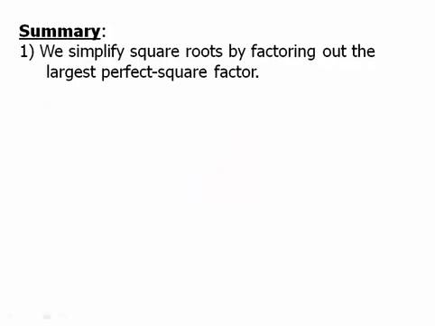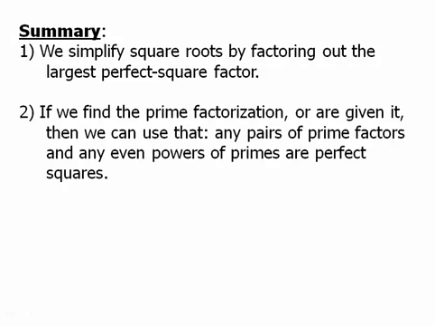In summary, we simplify square roots by factoring out the largest perfect square factor. If we find the prime factorization or are given it, then we can use that. Any pairs of prime factors and any even powers of prime factors are perfect squares, and we can simplify those square roots.